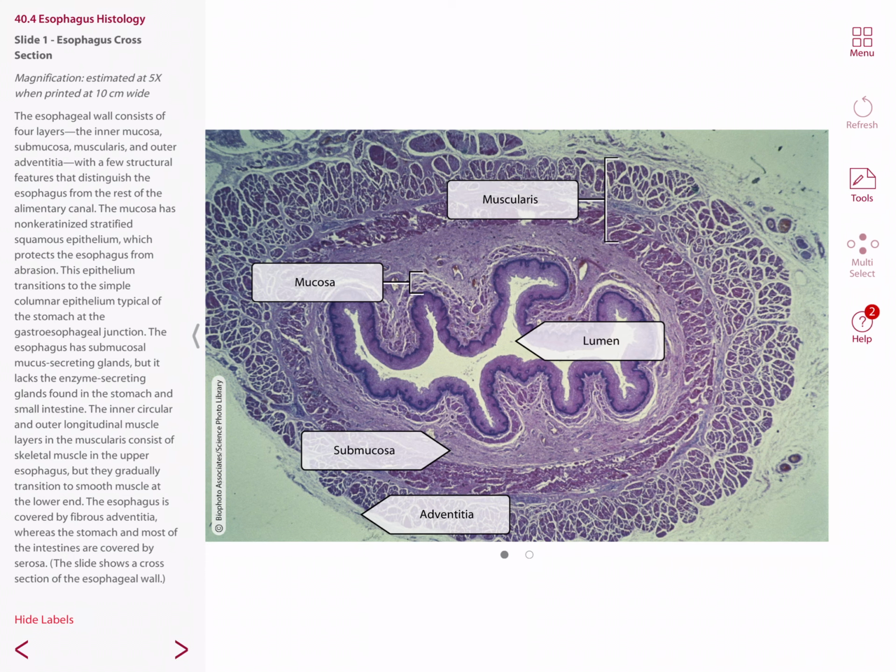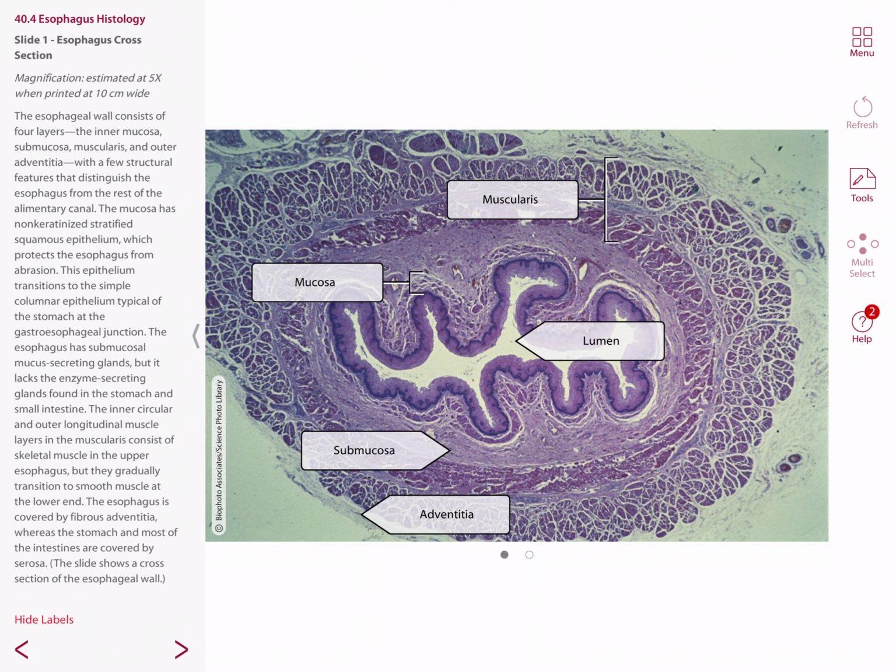Still two different layers. You have the outer longitudinal and inner circular. We're not to the stomach yet, so we don't have the three layers. You have the lumen with epithelial tissue. That epithelium is going to be stratified squamous, that is non-keratinized, just like the oral cavity.